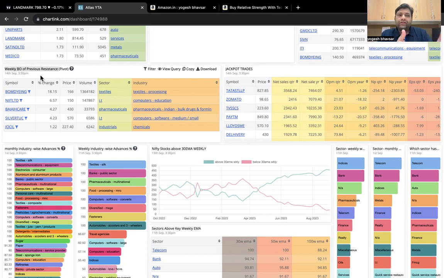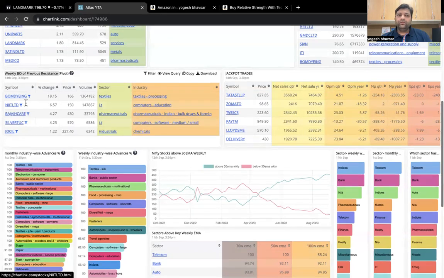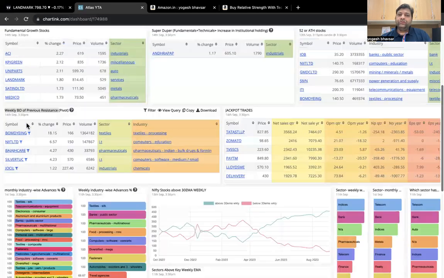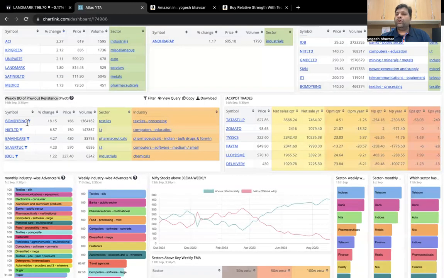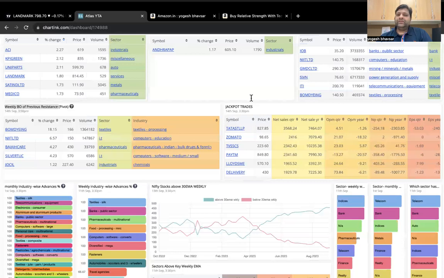So yeah, see, NIIT Tech again over here on the weekly basis, its previous resistance has been broken. Bombay Dyeing is also coming. This is how you will come to know what is going on in the market. Out of 5,000 or maybe 4,000 stocks, you are focused only on a specific sector and specific stocks. You may not take trades every single day. Once or twice a month is fair enough, if everything is there. Now, this is a jackpot trade.